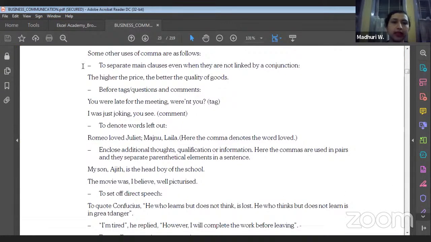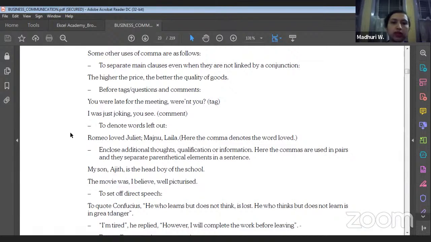So it basically separates main clauses, right? For example, the higher the price, the better the quality of goods, right? Then we'll see different parts. For example, before tags or questions or comments: you were late for the meeting, weren't you? It's a tag, right? I was just joking, you see.